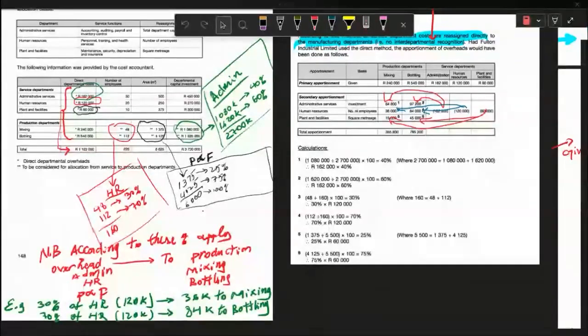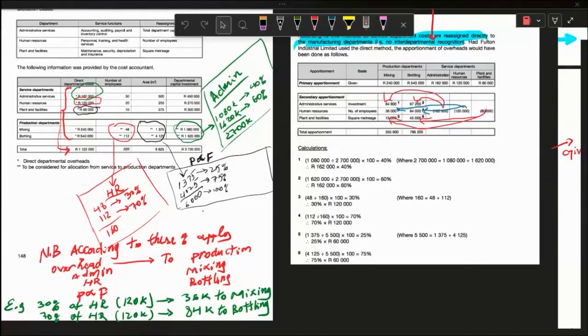What are we going to do? How much money is the human resources? 120. So 30% of 120 must go to the mixing, 70% of 120 must go to the bottling. Man, how easy is this? This is ridiculous. This should not be the problem of anyone.